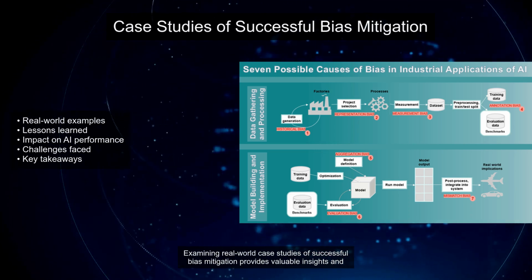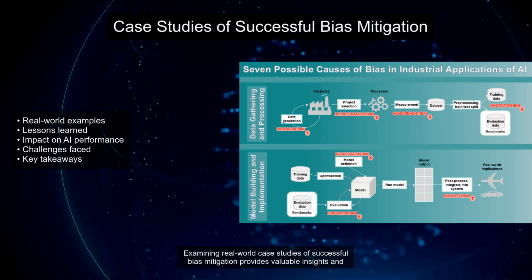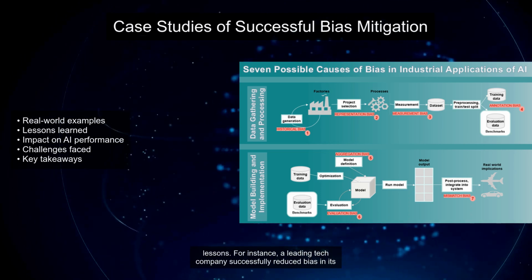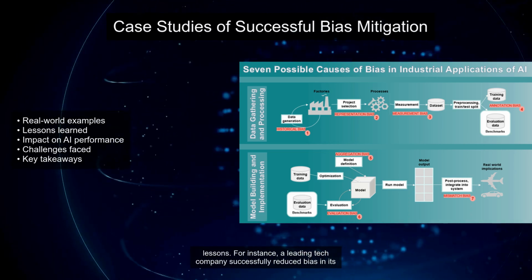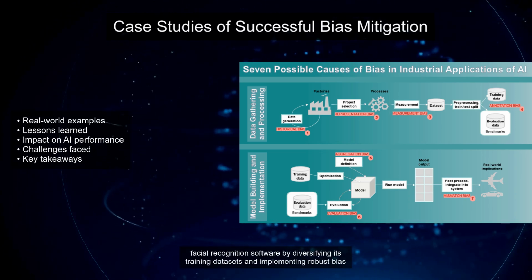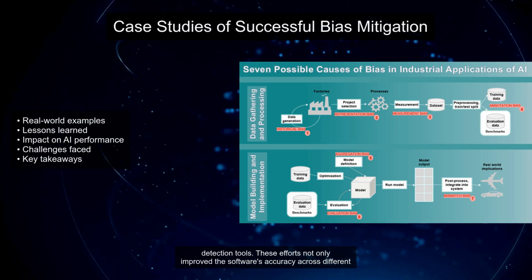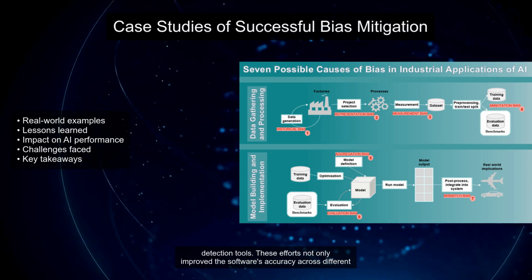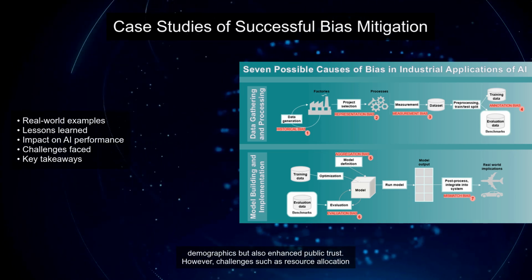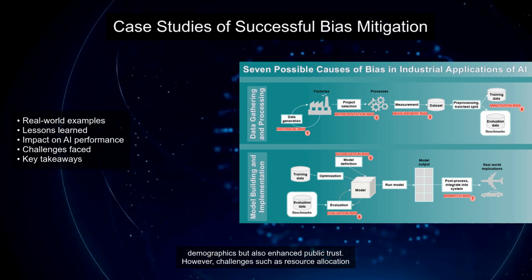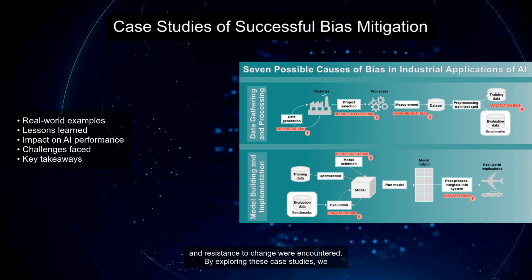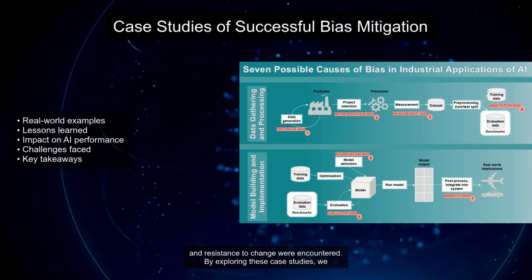Examining real-world case studies of successful bias mitigation provides valuable insights and lessons. For instance, a leading tech company successfully reduced bias in its facial recognition software by diversifying its training datasets and implementing robust bias detection tools. These efforts not only improved the software's accuracy across different demographics but also enhanced public trust. However, challenges such as resource allocation and resistance to change were encountered.